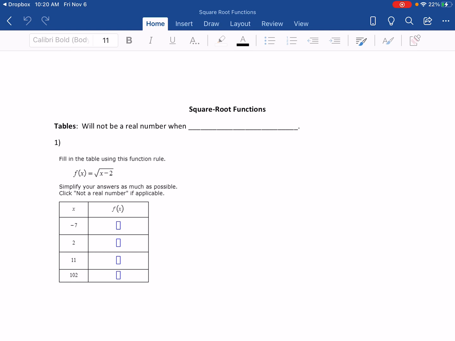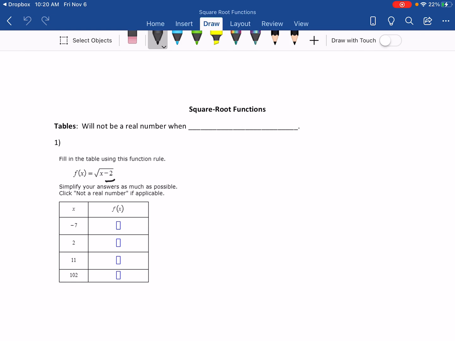Okay, so a square root function. As its name would imply, a square root function is a function that has a square root in it, right? And here's an example of a square root function. So we have f of x equals square root of x minus 2, which is just like y equals square root of x minus 2. Okay, so if we start filling in the table, I'm going to start with 102.